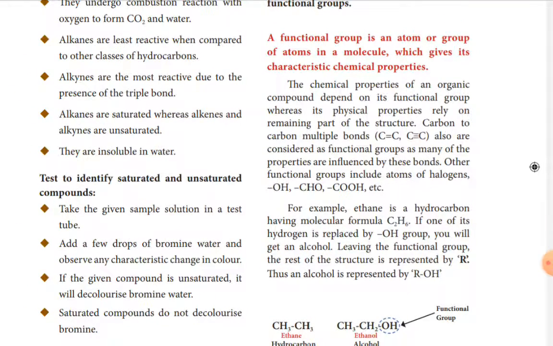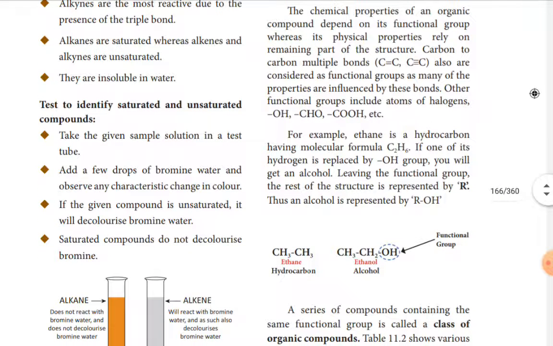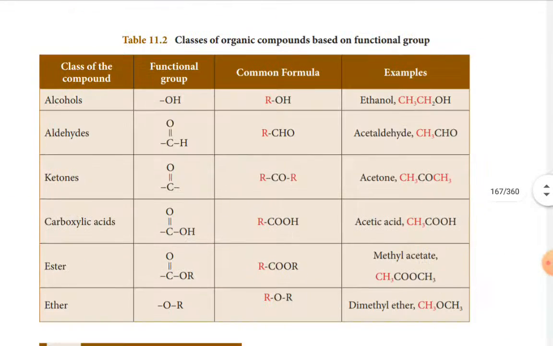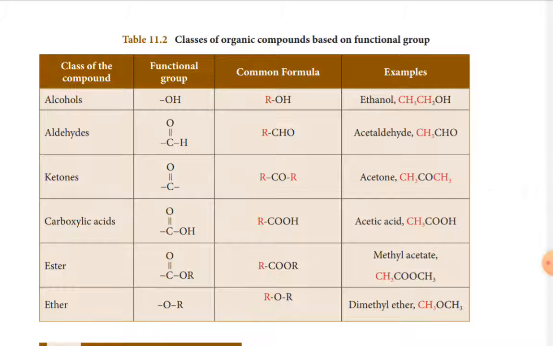What is a functional group? A functional group is nothing but an atom or group of atoms in a molecule which gives its characteristic chemical properties. And there are two portions in an organic compound. One is the functional group, another one is the alkyl group. The functional group defines the chemical property of the compound. The remaining part defines the physical property of the compound. This you have to keep in your mind. Then in the tabular column, a few examples of functional groups are given, and the formation of hydrocarbon, alcohol or acetaldehyde compounds from these functional groups.